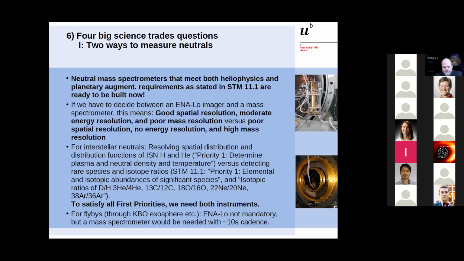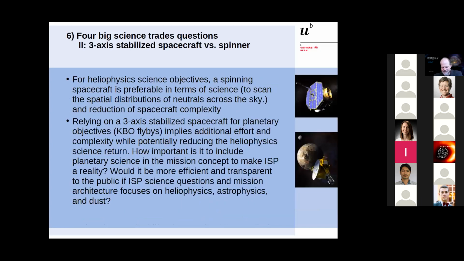Right. And now the last few slides are probably easy to digest, and some of this has already been addressed at least twice today and also once yesterday. The second big science trade question is, of course, this spinner versus 3-axis stabilized spacecraft. And here I echo what has been said, for instance, in the UV session and the ENA session. If you just go for heliophysics science objectives, the spinning spacecraft is basically the way to go. You can scan the spatial distribution of neutrals across the sky, and of course, it reduces spacecraft complexity.